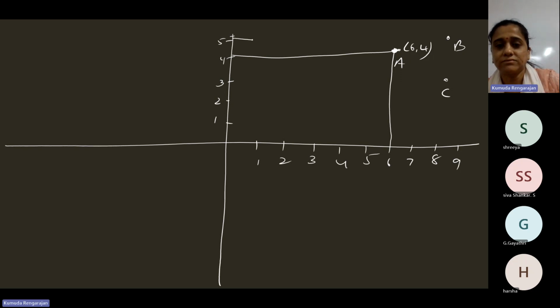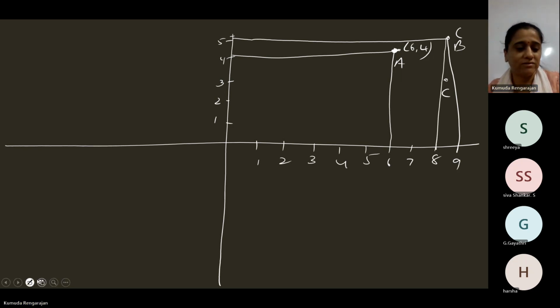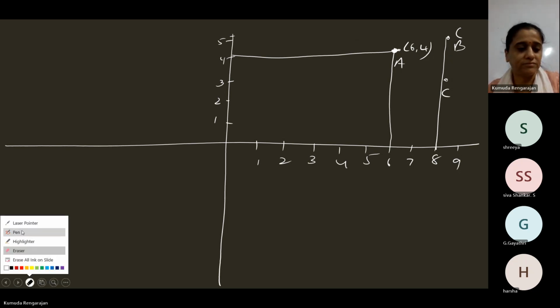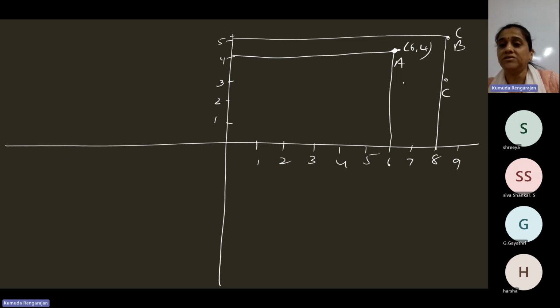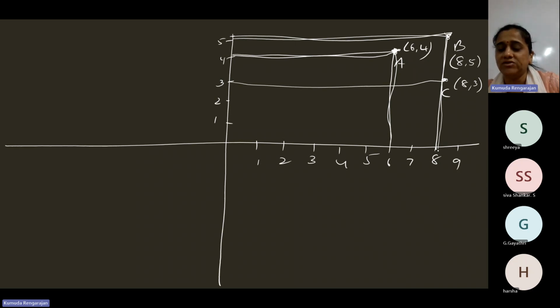Point B is 8, 5. And what about point C? 8, 3, right? Address of point A, 6, 4. Address of point B, 8, 5. Address of point C, 8, 3. Now this address is called an ordered pair.